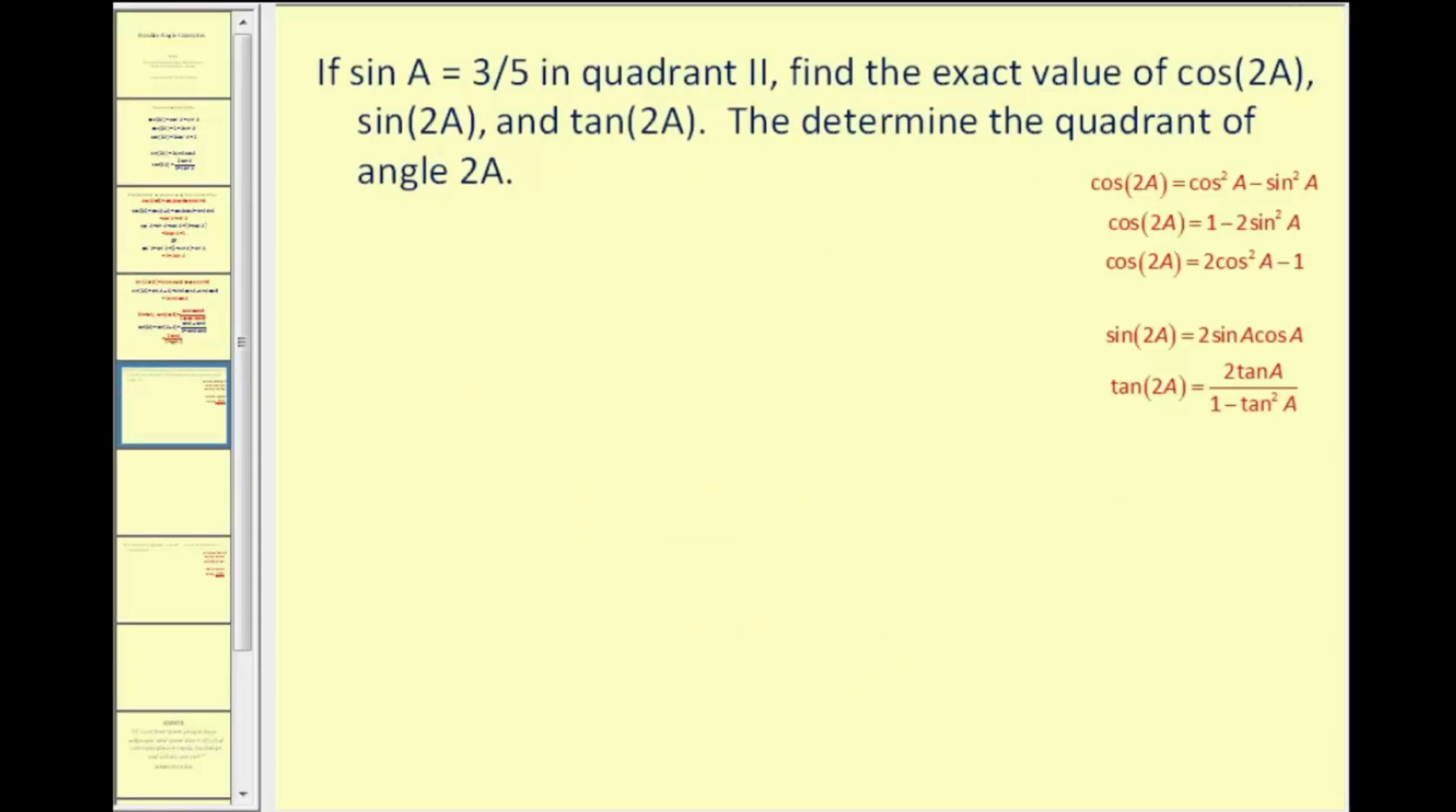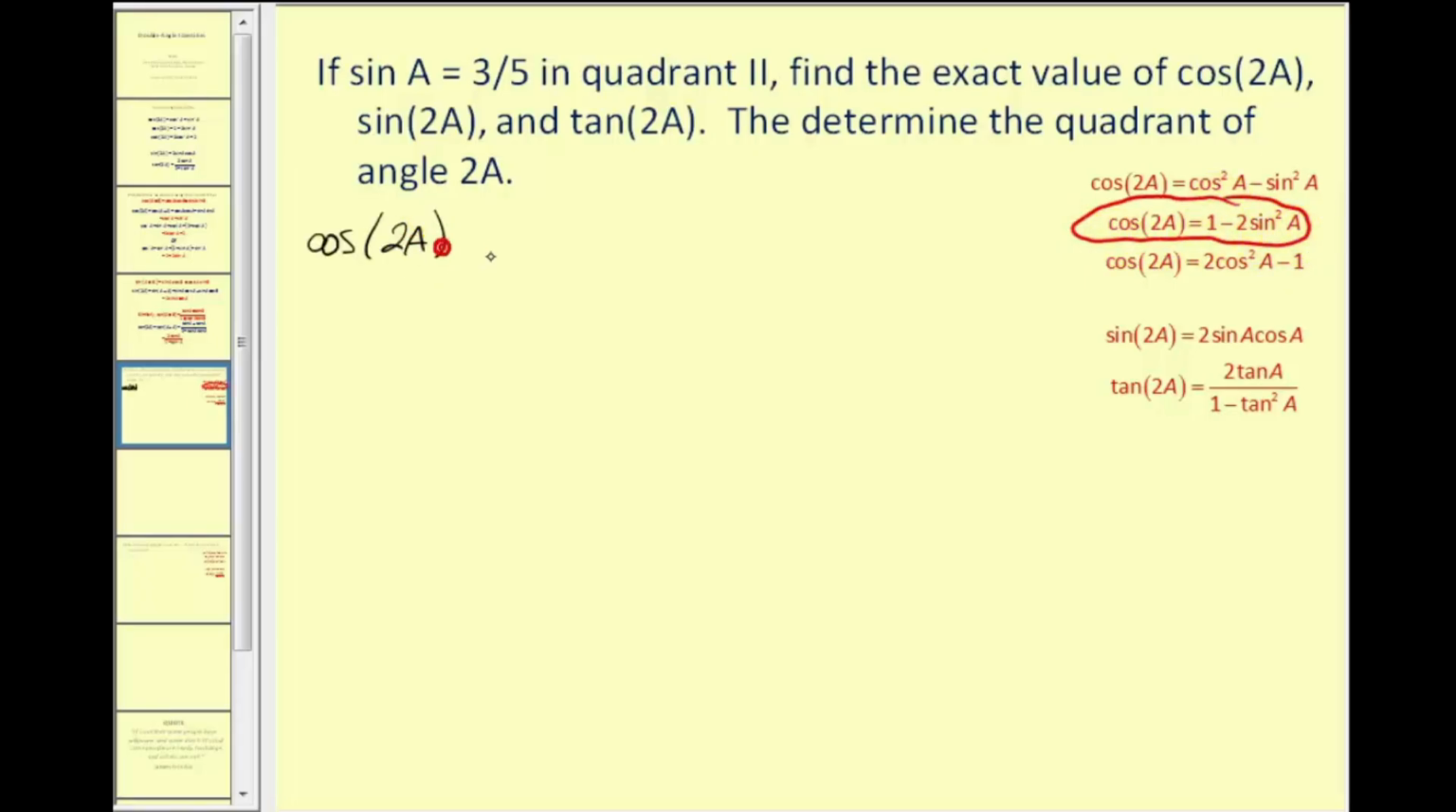Here we have sine a equals 3/5 in quadrant 2. We want to find the exact value of cosine 2a, sine 2a, and tangent 2a, and then determine the quadrant of angle 2a. So if we go over here and look at the identities, we can find cosine 2a with just the given information since we do have sine a. So let's go ahead and find that first.